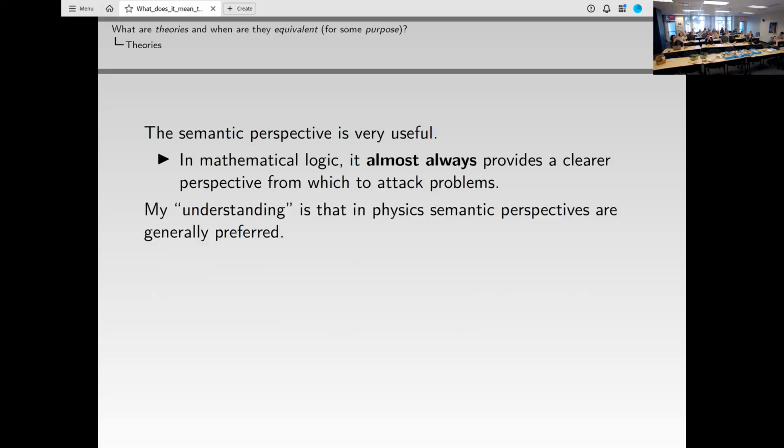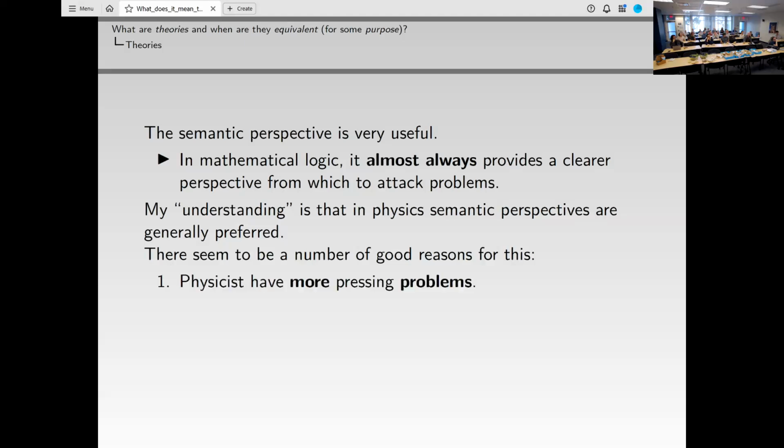Now I'm going to stick my neck out. My understanding, in inverted commas, is that in physics, semantic perspectives are generally preferred. There seem to be a number of good reasons for this, but I'm happy to be corrected. Physicists have more pressing problems. They're busy figuring out how the world works, and they don't need people like me going, hey, have you given it a first order theory? So, that's fine.